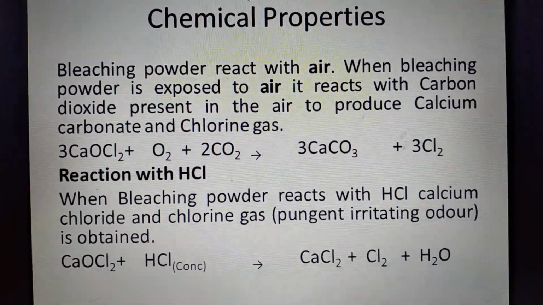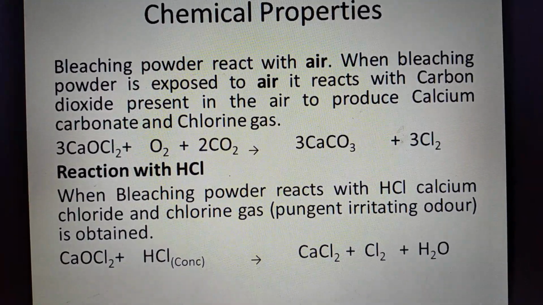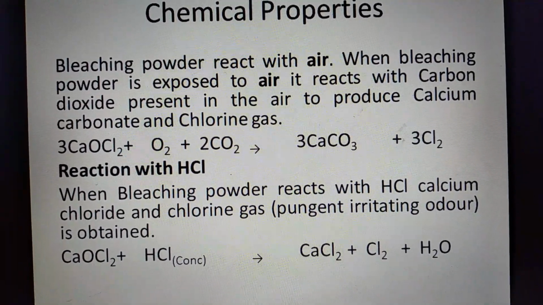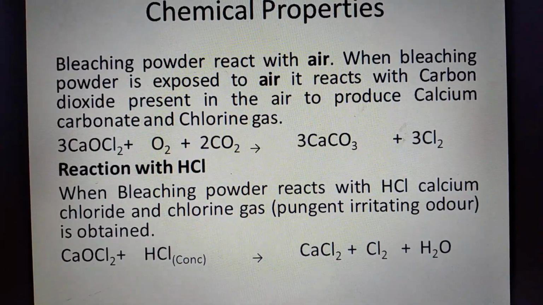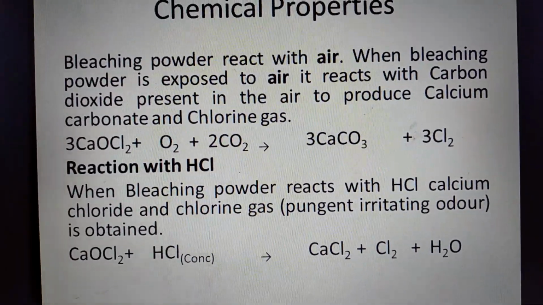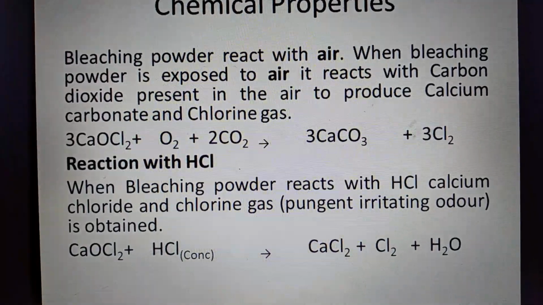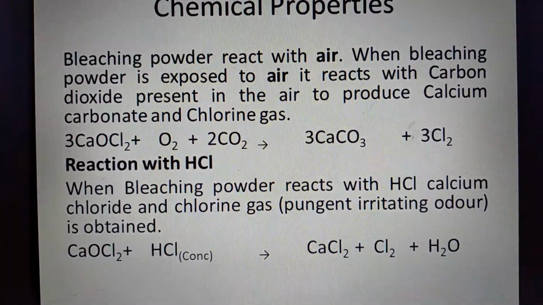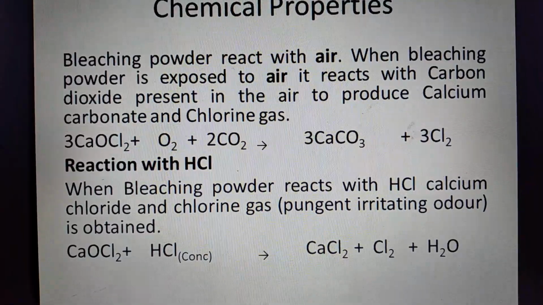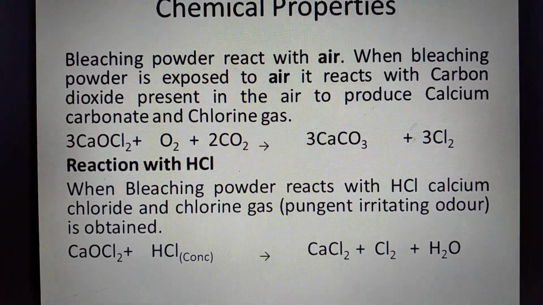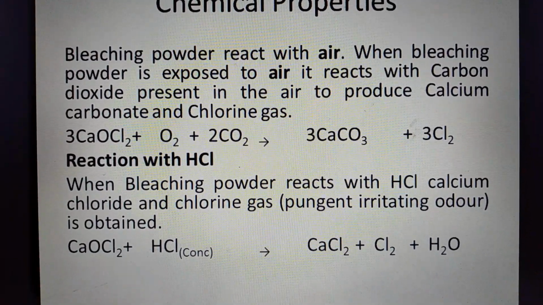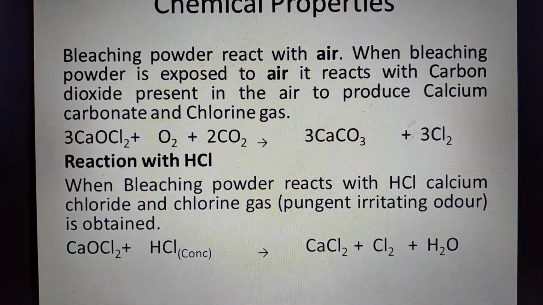Now we will discuss the chemical properties. Bleaching powder reacts with air. When bleaching powder is exposed to air, it reacts with carbon dioxide present in the air to produce calcium carbonate and chlorine gas. Calcium oxychloride, when it reacts with moist air and carbon dioxide, forms calcium carbonate, 3 moles, and 3 moles of chlorine.